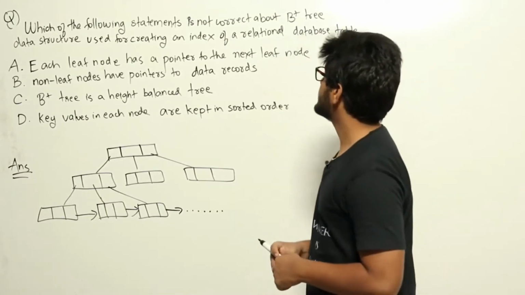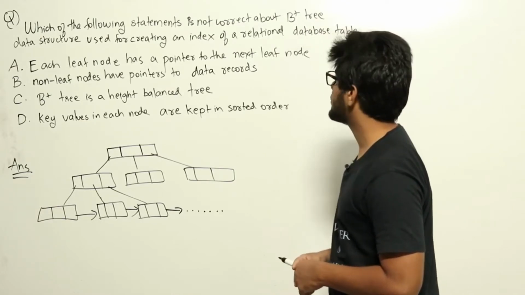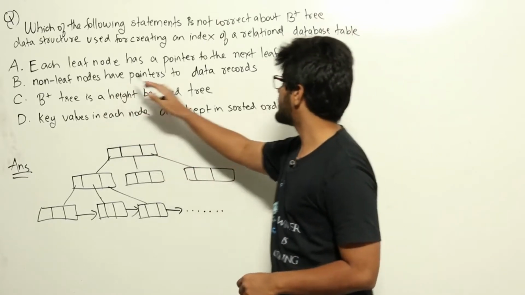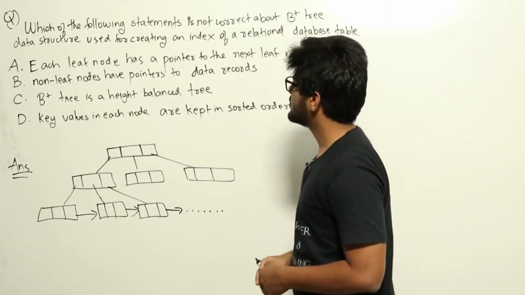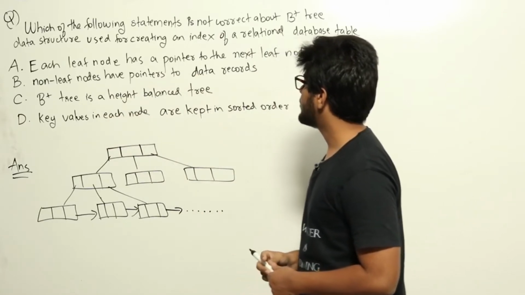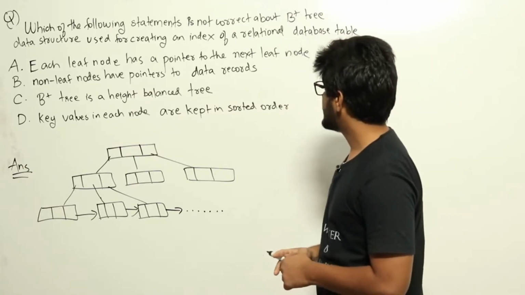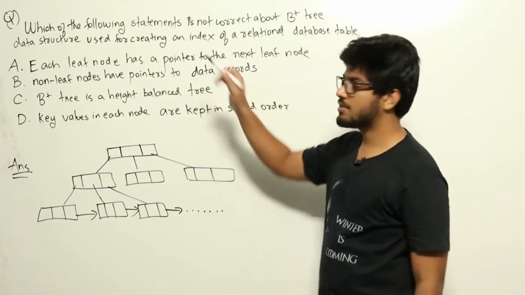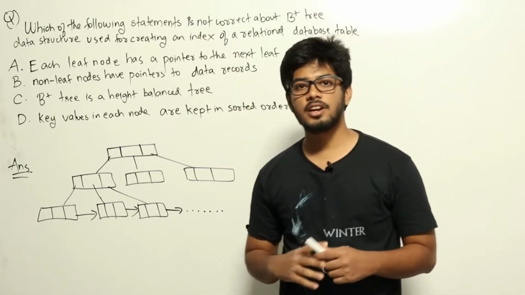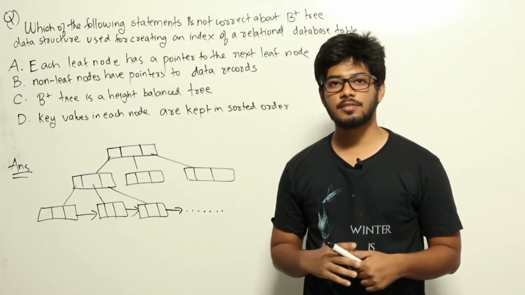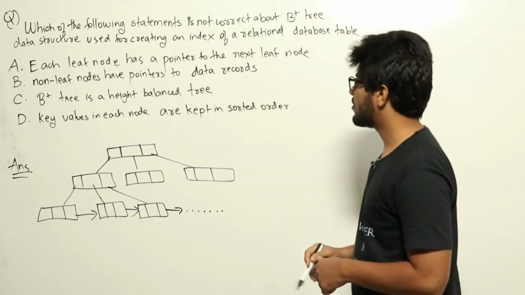Which of the following statements is not correct about B plus tree data structure used for creating an index of a relational database table? A. Each leaf node has a pointer to the next leaf node. Option B. Non-leaf nodes have pointers to data records. C. B plus tree is a height balanced tree. And D. Key values in each node are kept in a sorted order. Now in the question they are asking us about B plus tree data structure. This is from the DBMS section. To learn more about B plus tree data structure, please refer to the video lectures on the topic. Here I will give a brief summary of B plus trees.